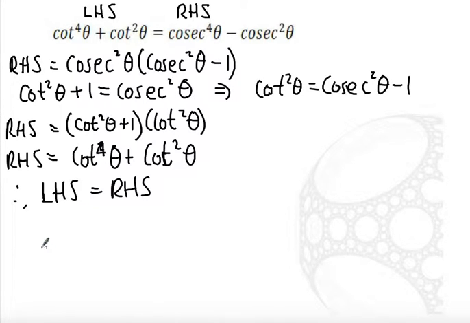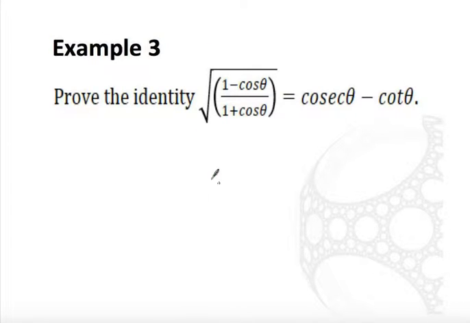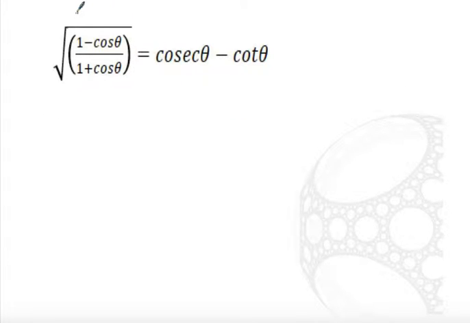Okay, let's have a look at one more example. This is by far the most challenging one. I want to prove the identity that the square root of (1 minus cos theta over 1 plus cos theta) is equal to cosec theta minus cot theta. Again, this is referred to as my left-hand side. This is my right-hand side.